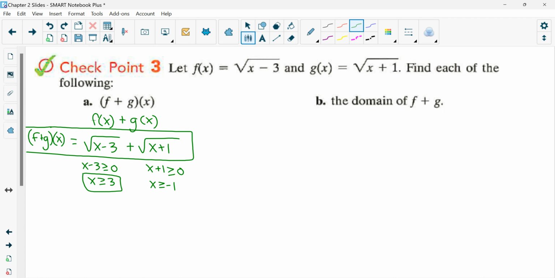The other way you could do it, if you don't like plugging it in, make your number line. Here's the -1. It would be a closed dot here. Here's the 3. It would be a closed dot here. You want the double shading. So greater than 3 would be going this way, and greater than -1 would be going this way. The only inequality that has the double shading is the greater than or equal to 3. So therefore, our domain would be 3 with the bracket to infinity.